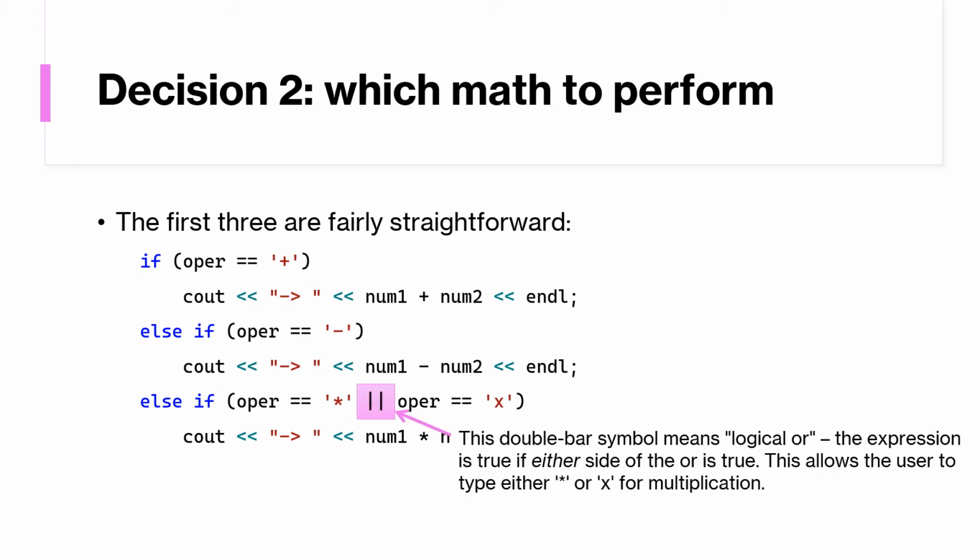This little double bar symbol is a logical OR operator, okay? That means it joins the truth values on either side of it, and the whole expression becomes true if either the left or the right is true. So if either side is true, the whole thing is true, okay? We couldn't use a logical AND because that requires both sides to be true, and the user isn't going to type two different characters. So OR is what we're looking for here. And this allows the user to type either a star for multiplication if they're used to doing math on a computer, or X for multiplication if they're used to doing math on a calculator.